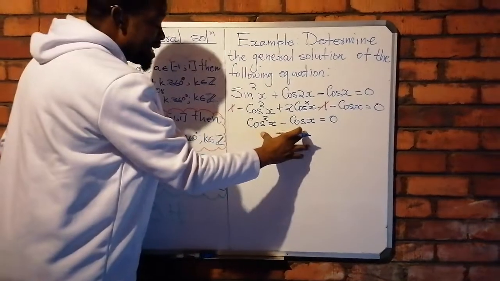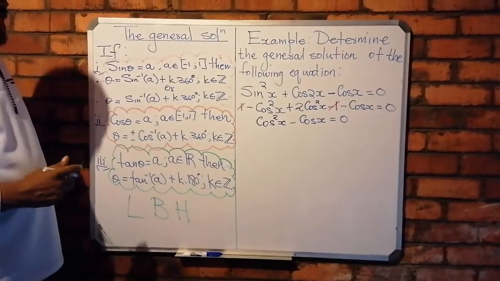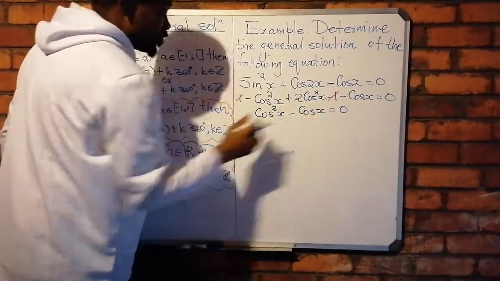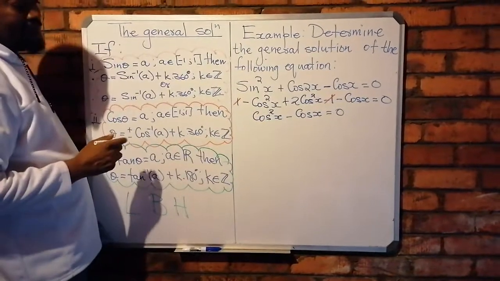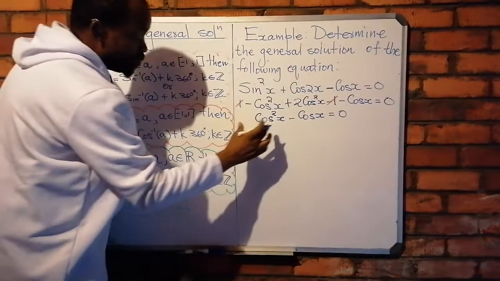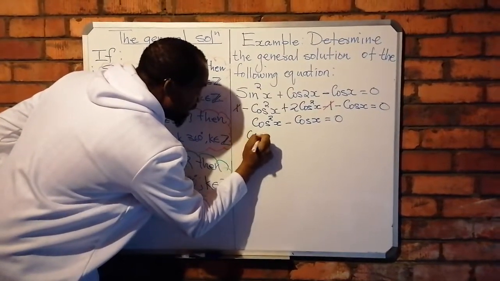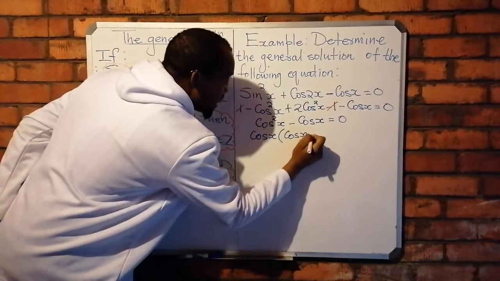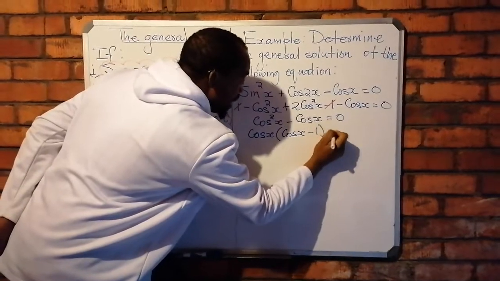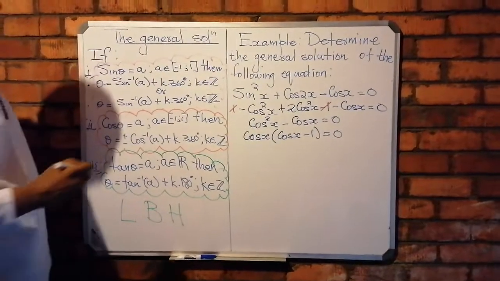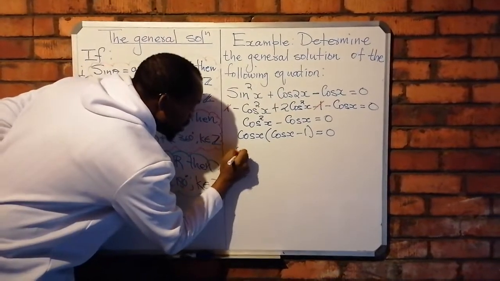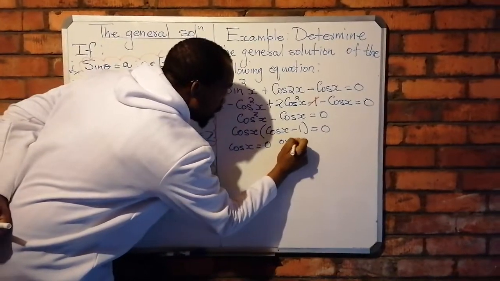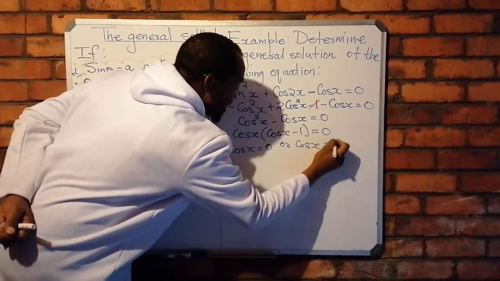Now, I have this binomial, which is a quadratic equation, but now not the difference of two squares. That means I must remove the highest common factor. And the highest common factor is cos x. Then I'm left with cos x times (cos x minus 1) equals 0. Now from here, cos x is equal to 0 or cos x is equal to 1.